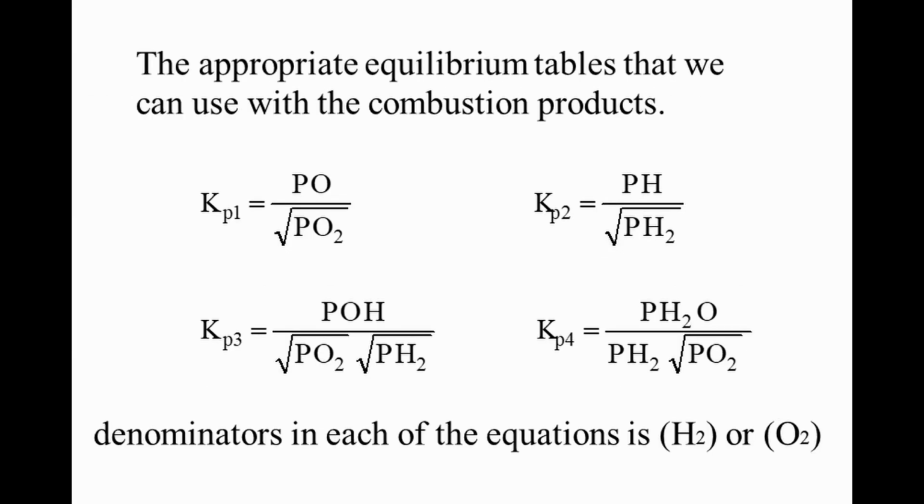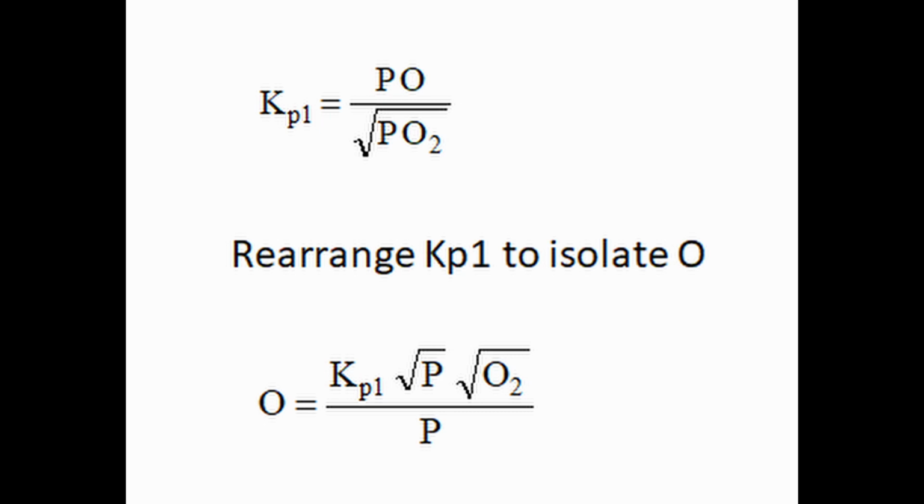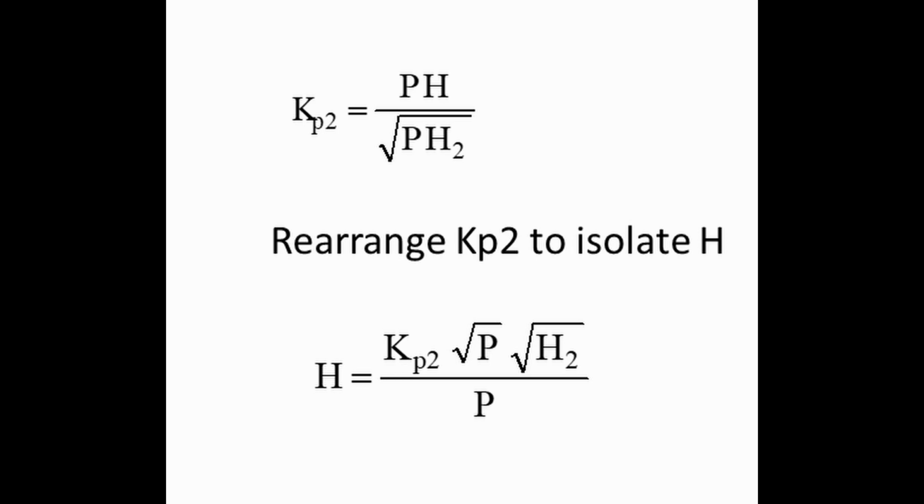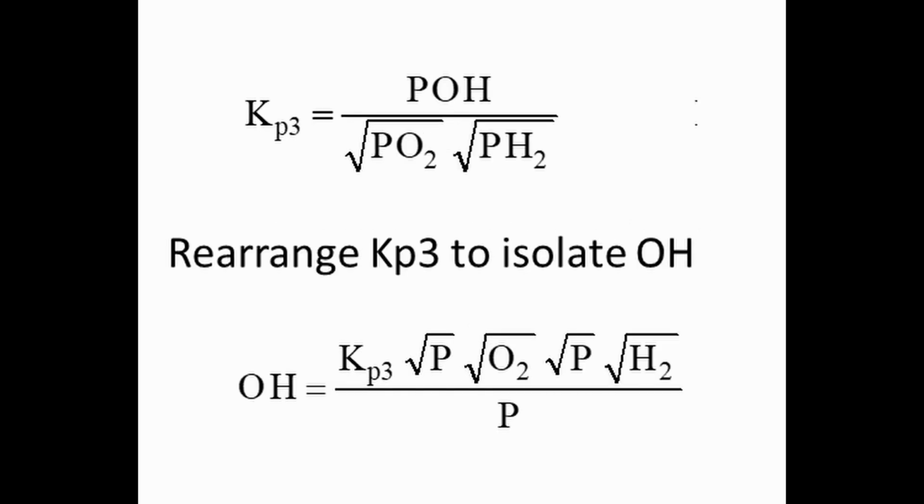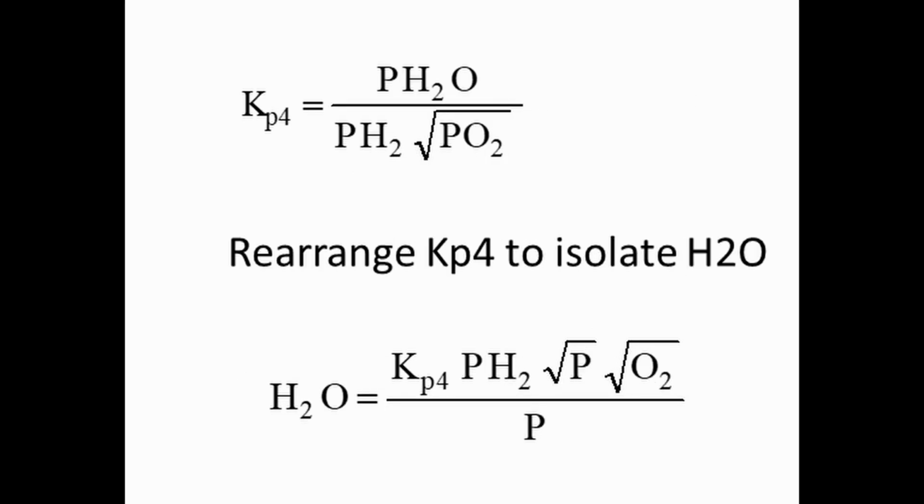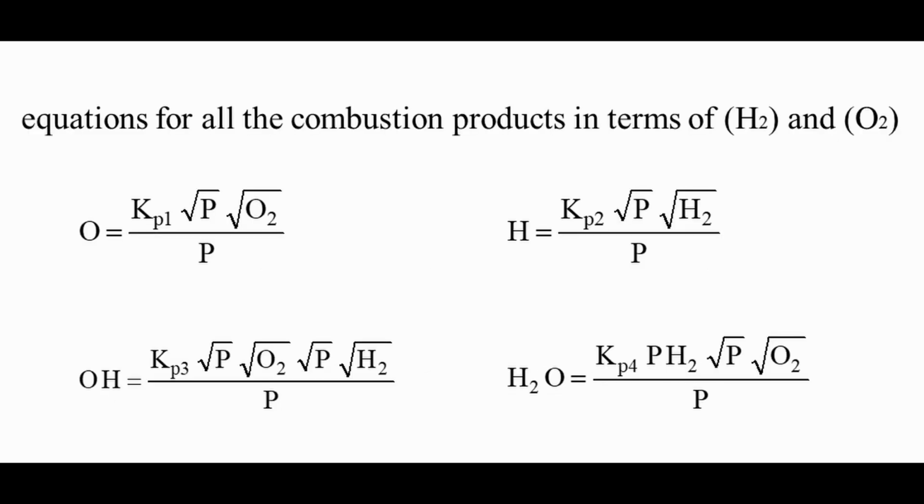The common denominators in each of the equations is H2 or O2 or combinations of both. The trick is going to be to rewrite the equations to isolate all the combustion products in terms of H2 or O2. We rearrange the Kp1 equation to isolate O. We rearrange the Kp2 equation to isolate H. We rearrange the Kp3 equation to isolate OH. We rearrange the Kp4 equation to isolate H2O. We now have the equations for all the combustion products in terms of H2 and O2.